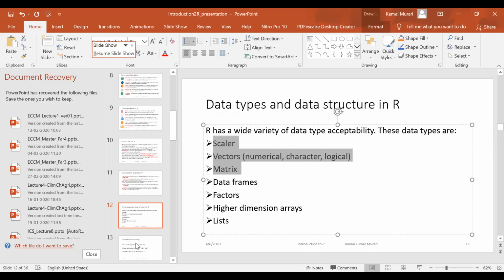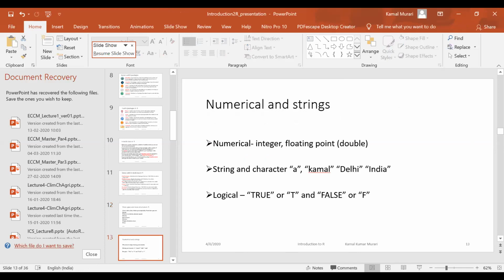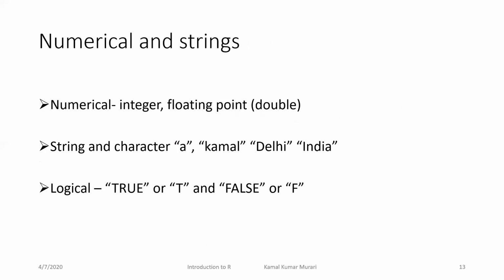So before going into data structures, R can read numerical and strings. Typically, R defines strings as character. So we will have two categories, numeric and character. In numeric, we can have integer values or floating point values.